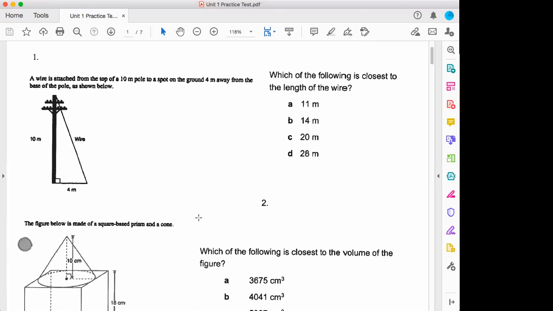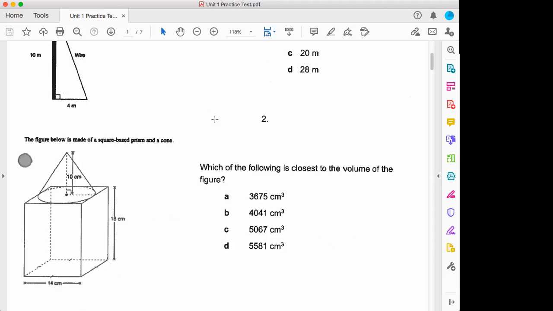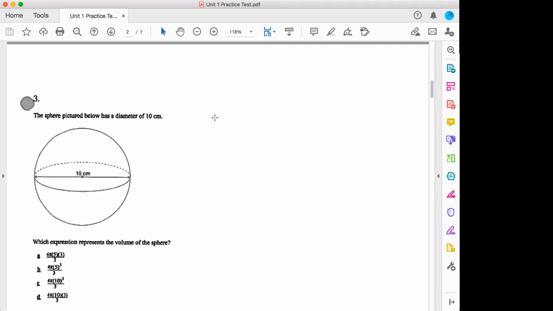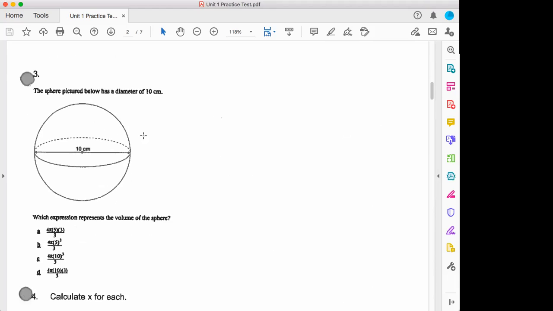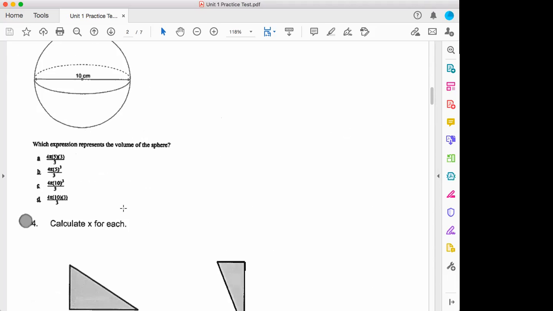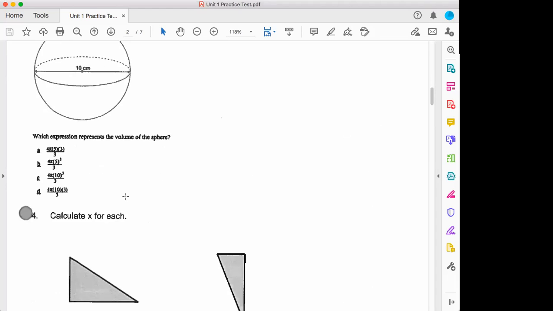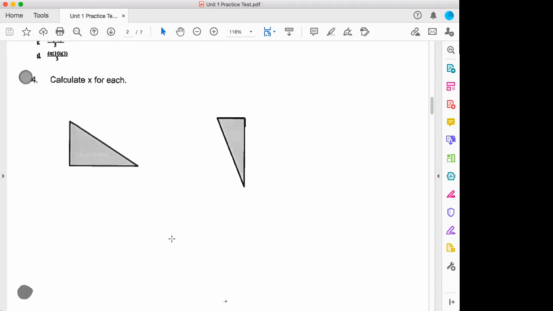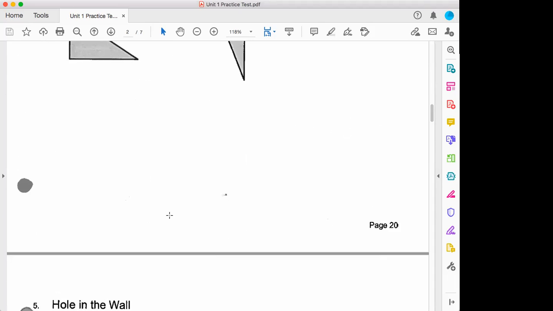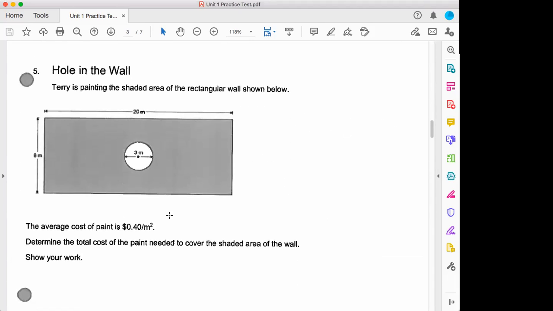So for every question, there's a multiple choice answer that goes with it. I do want you to show your work. That way I know where you guys are at, if you understand what you're doing, etc. Again, remember that you're using the radius. Like for this one, you don't even need to find the volume. They're just asking you which formula or expression represents the volume of the sphere. So you don't even need to do too much for that one. Number 4, there aren't any numbers on there for you, so don't worry about number 4.